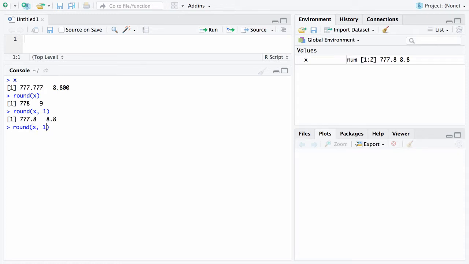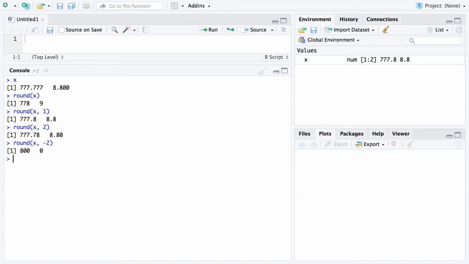You could also say round these to 2 digits, and you get that. You could also say round them to negative 2 digits. That won't be immediately clear, but that's going to take it in the other direction and say round these numbers to the nearest 100. And when you do that, 777.777 gets rounded to 800, and the 8.8, when it's rounded to the nearest 100, gets rounded to 0.